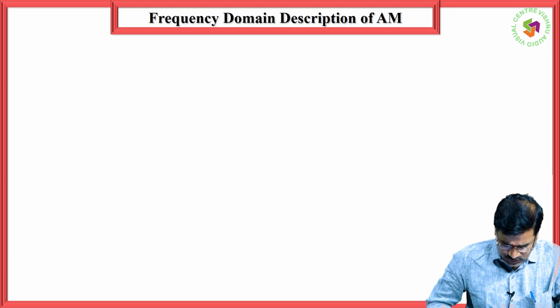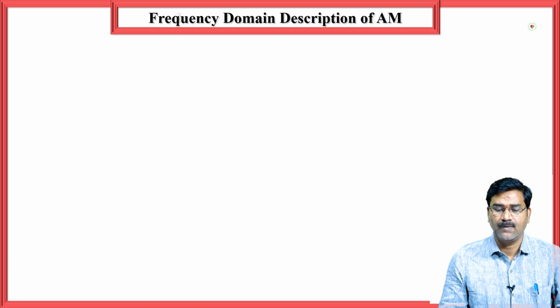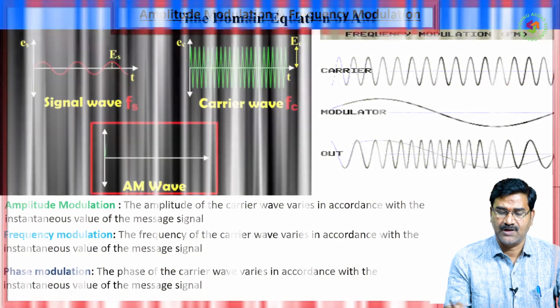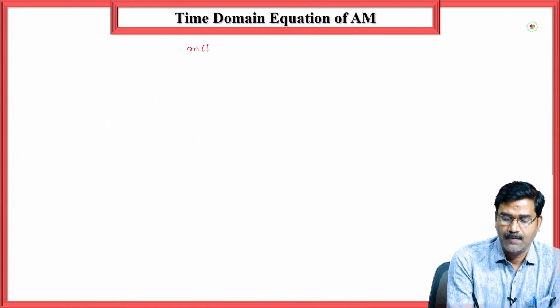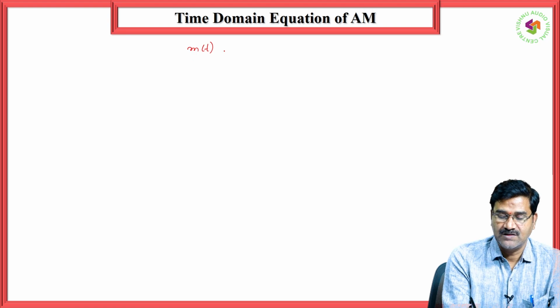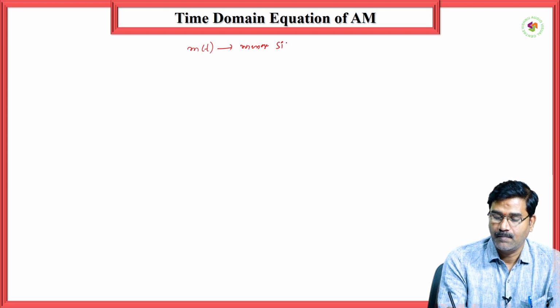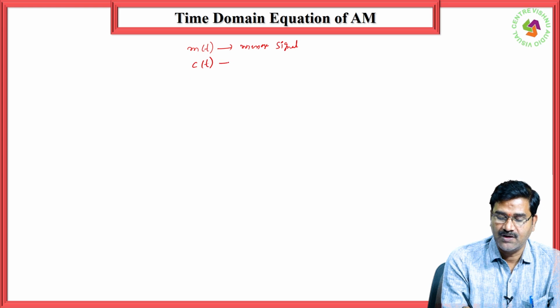M of t, for instance. Let us take the message signal is M of t. This is your message signal. And let us say the carrier signal is C of t, which is equal to carrier signal.